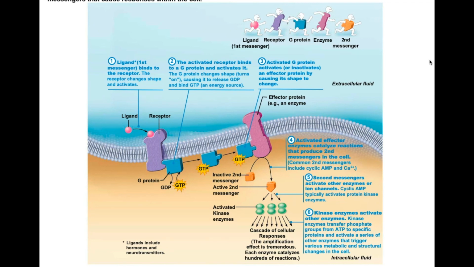Then you have an activated effector enzyme that's going to catalyze reactions that produce secondary messengers or messages for the cell. So maybe it's releasing another chemical or something like our cyclic AMP or like calcium. These secondary messengers are going to activate other enzymes. And then you have kinase enzymes that are going to activate other enzymes through like phosphorylation. So as you look at this, you see it's kind of like what I said. It's a domino effect. It's a cascade effect.